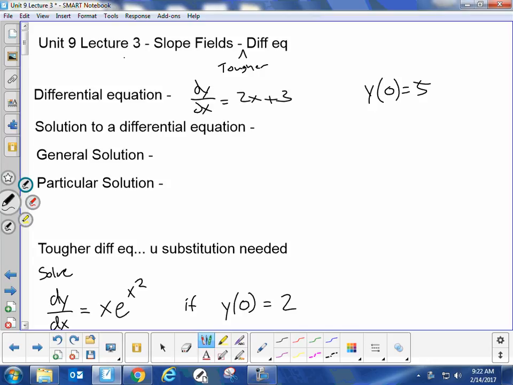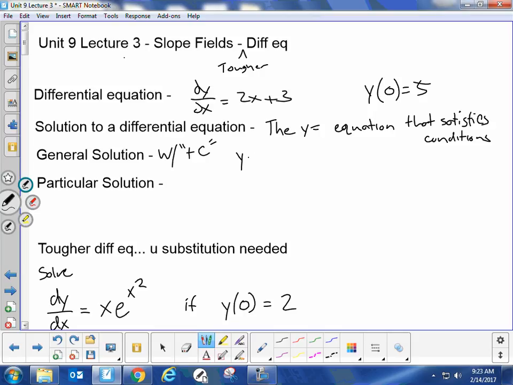And if I ask you to solve this, I'm not going to give you anything else. I just say solve this, and your solution would be the function, the antiderivative that satisfies these conditions. Okay? So for this differential equation, we would have a general solution and a particular solution. The general solution includes the plus c. So with the plus c.